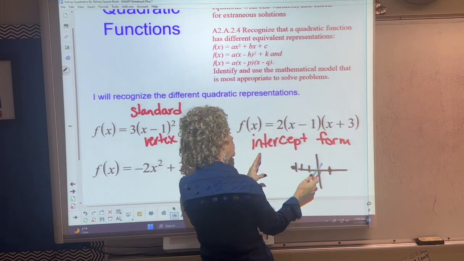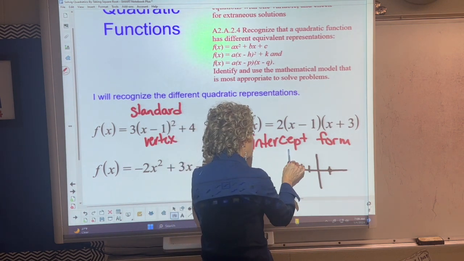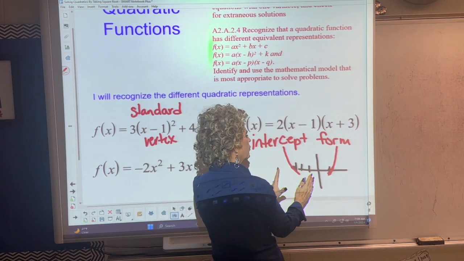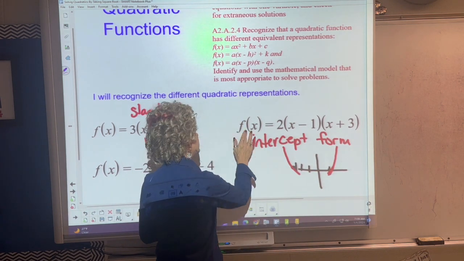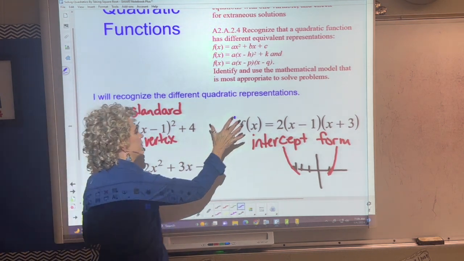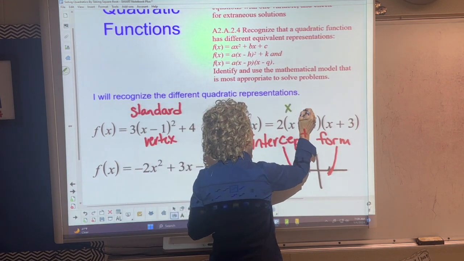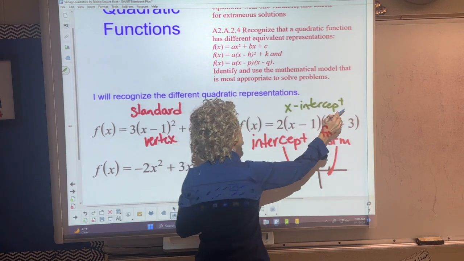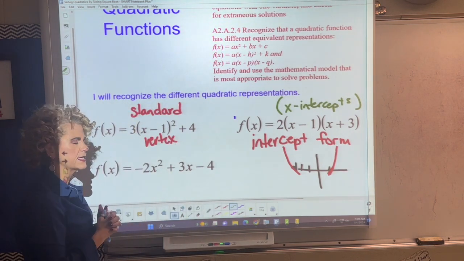Now, this is a 2. I'm not exactly certain where the vertex is at this point. We'll hit on that later. But my quadratic, my parabola is going to go through like that. It's going to cross at a -3 and a +1. And we're going to talk about this form right here in just a moment. I will show you with our intercept form, talking specifically about our x-intercepts. When it's an intercept form, we are specifically talking about our x-intercepts, where it's going to cross that x-axis.